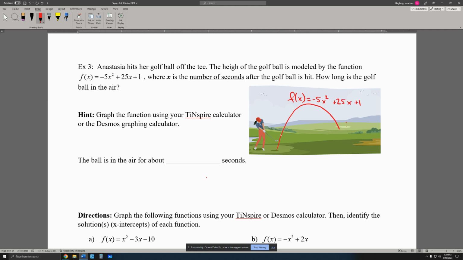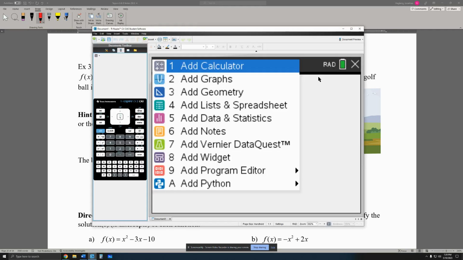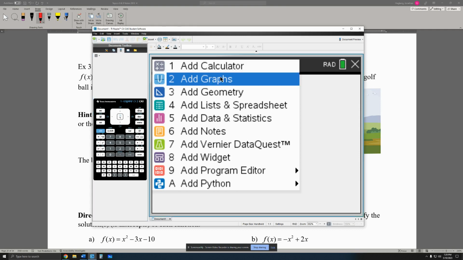Okay? So in order to find how long the ball is in the air, let's go ahead and graph this on our TI Inspire. Go ahead and take out your calculator. Once you have your calculator out, go ahead and open up a new document, and we're going to add a graph here.